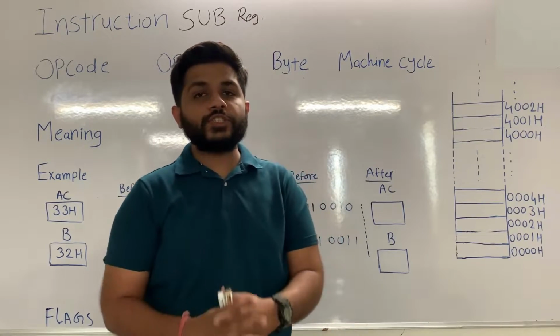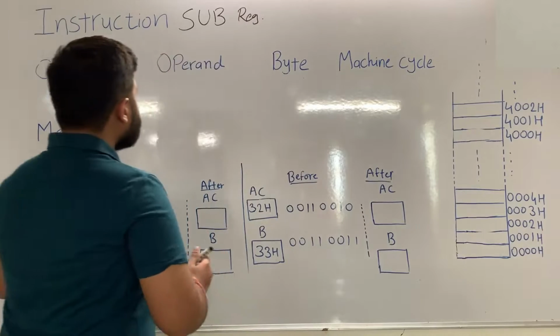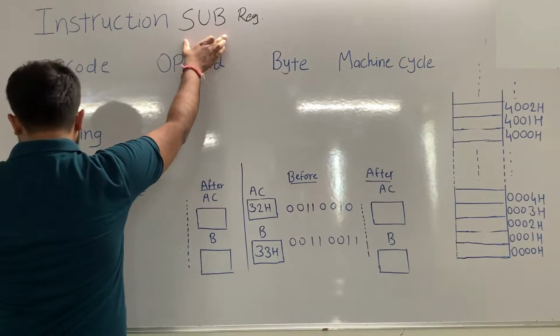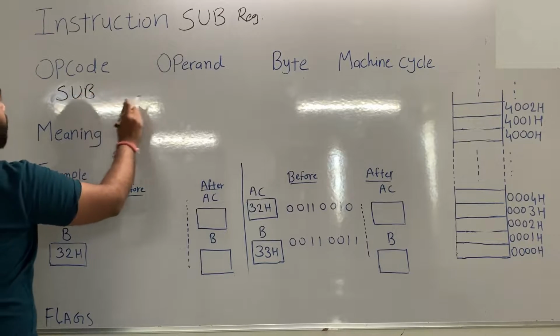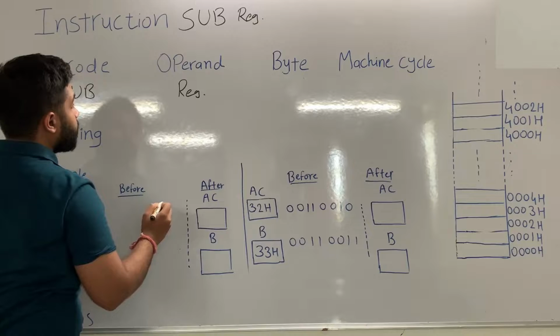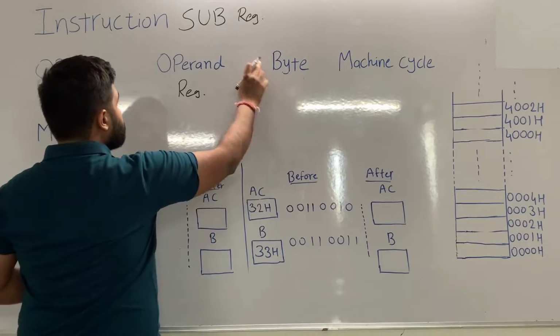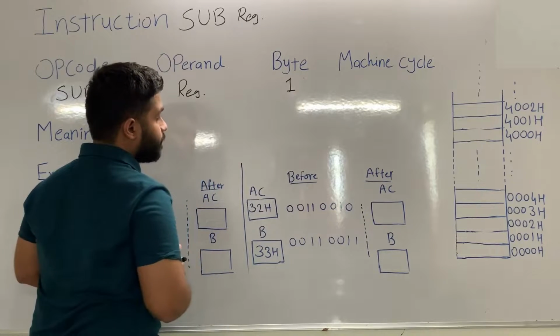We are going to see the instruction SUB register. For this instruction, the first part is SUB, that is known as opcode. The remaining portion is register, that is known as operand. For this instruction, no data can be seen. It means this instruction is of 1 byte.